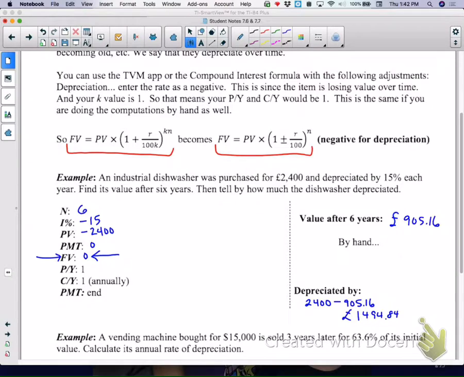Now, if you were going to do this by hand, your future value would be 2,400 times 1 minus, okay, your R is 15%, and it's minus because it's depreciation, over 100, because your K value is 1, because we're compounding essentially annually. So then my exponent here is going to be 6 times 1, which is just 6. So type that in your calculator, and you get the exact same answer. For your homework, maybe jump back and forth, do some of them by hand, do some of them with a calculator, because I do want you to know how to do it either way.